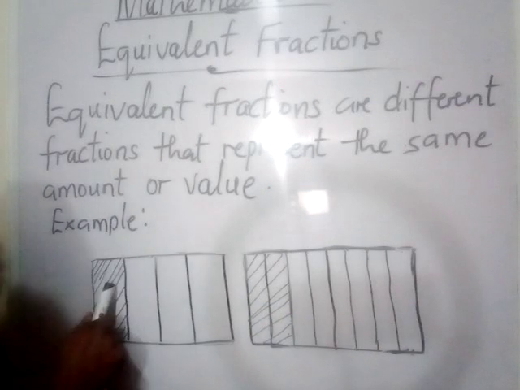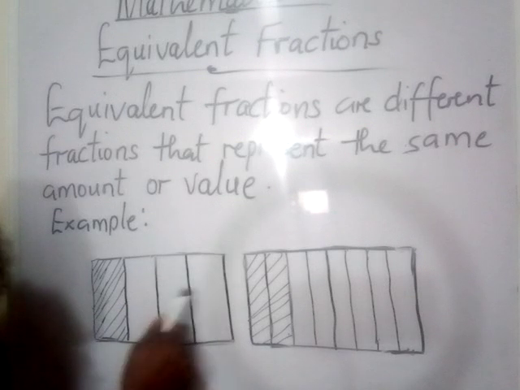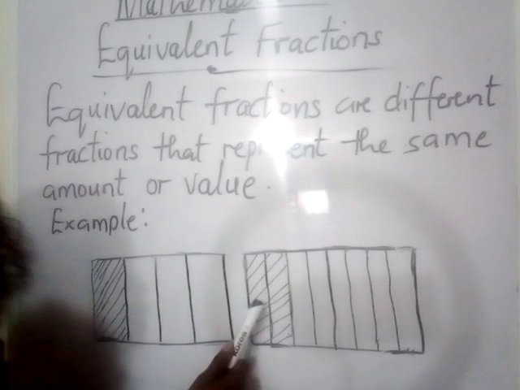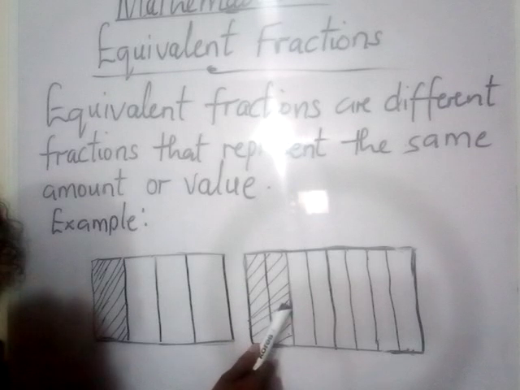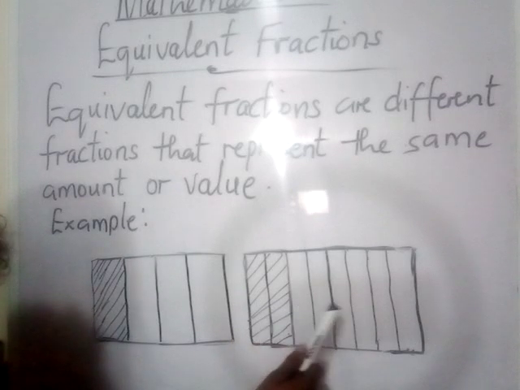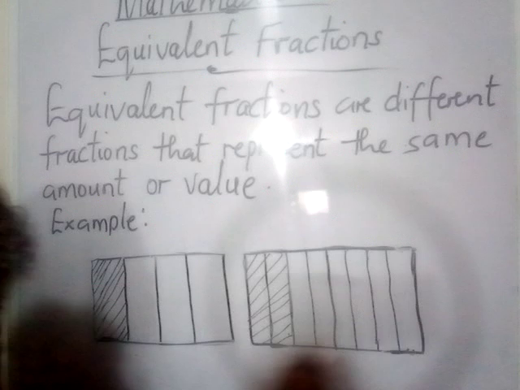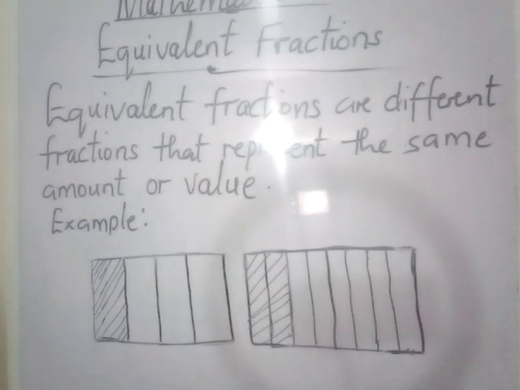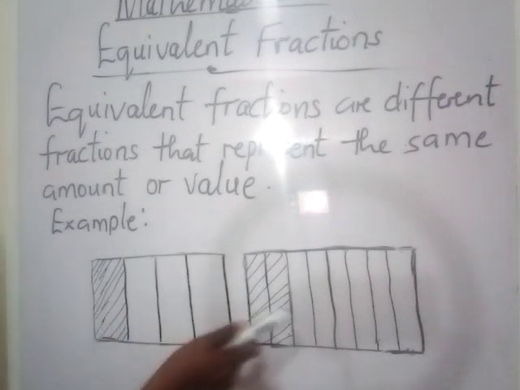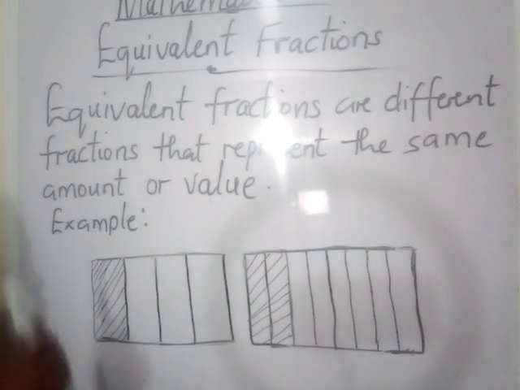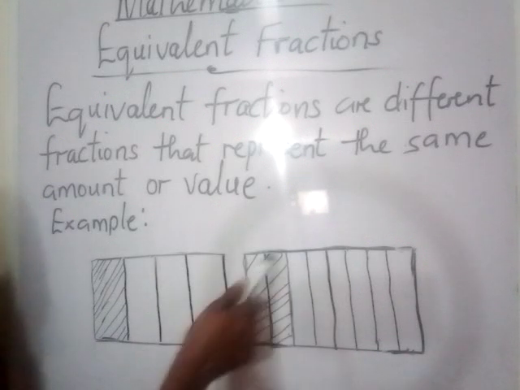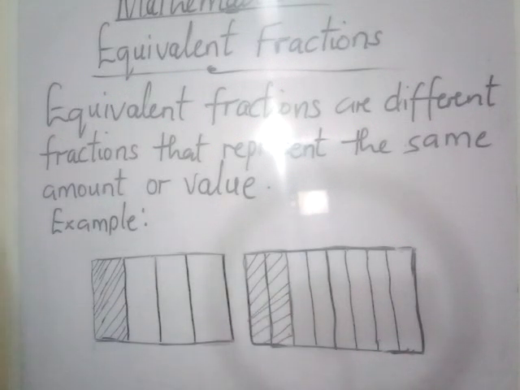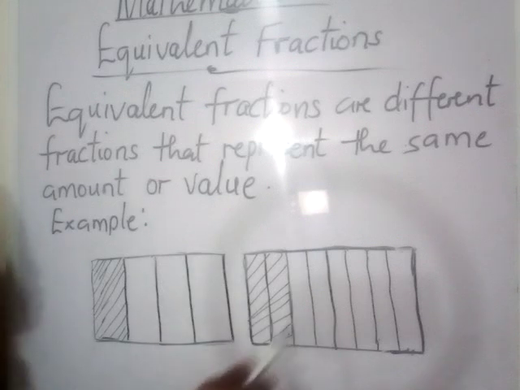So here you have 1, 2, 3, and 4. While this one is 1, 2, 3, 4, 5, 6, 7, 8. Remember, both of them are equal size. One is shared into 4 parts, while the other is shared into 8 parts. Now, for the first rectangle that is shared into 4 parts, one part is shaded, while the one that is shared into 8 parts has 2 parts out of the 8 shaded.